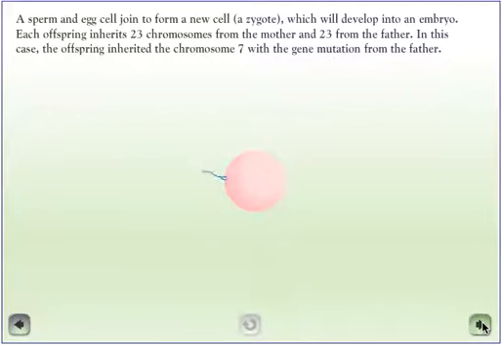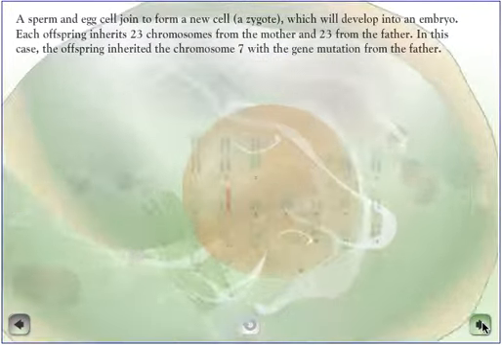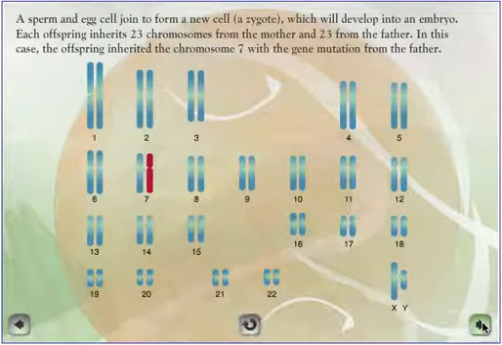A sperm and egg cell join to form a new cell, a zygote, which will develop into an embryo. Each offspring inherits 23 chromosomes from the mother and 23 from the father. In this case, the offspring inherited chromosome 7 with a gene mutation from the father.